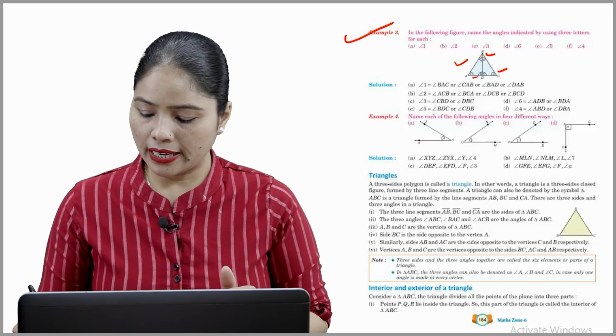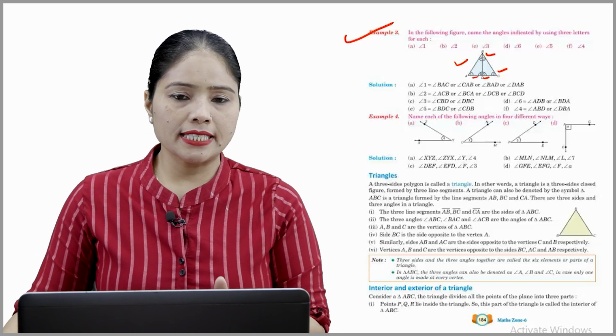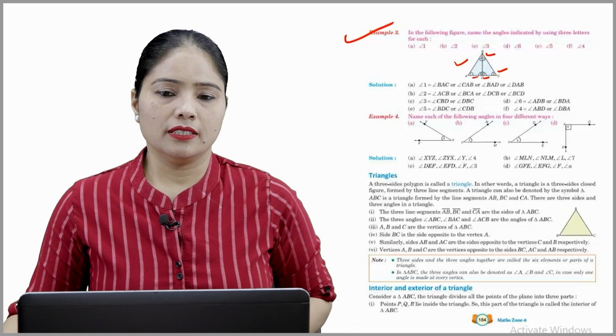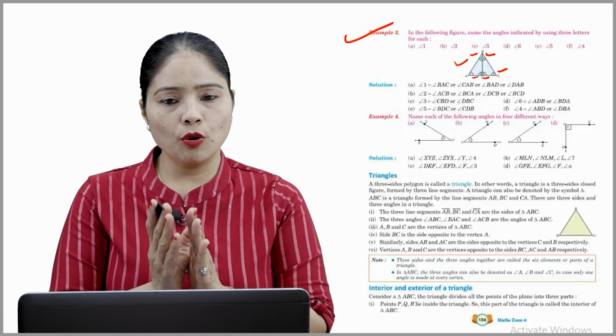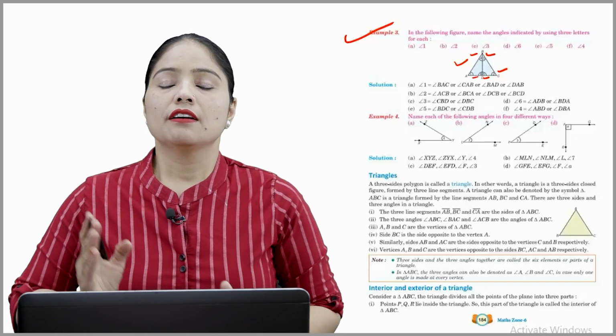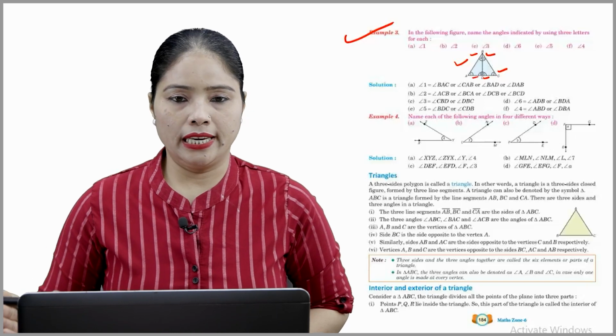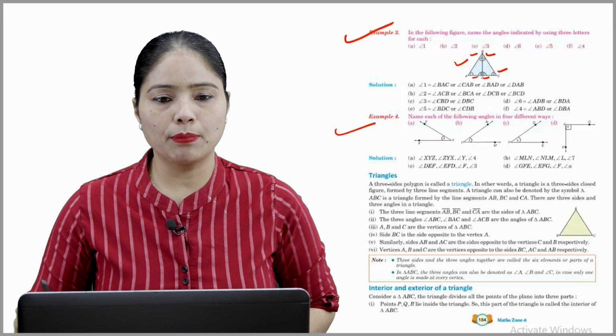Similarly 5 कहाँ बन रहा है? This is 5. ये एंगल फॉर्म हो रहा है हमारा BDC और CDB. एंड एंगल 4, ये है हमारा एंगल 4. इस एंगल 4 बनाने के लिए हम क्या लिखेंगे? ABD और we can say that angle DBA. Okay. So this is how we write the answers. Now example 4.